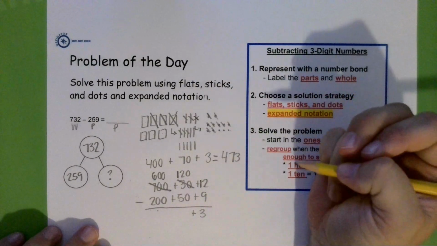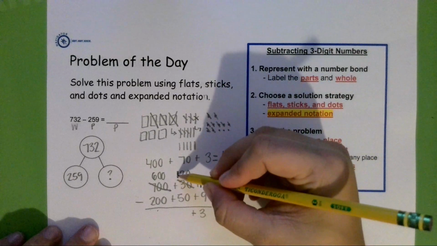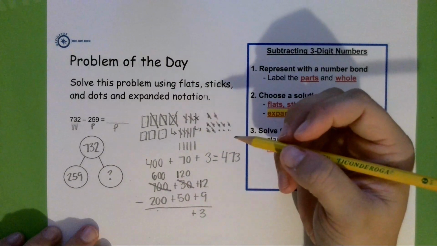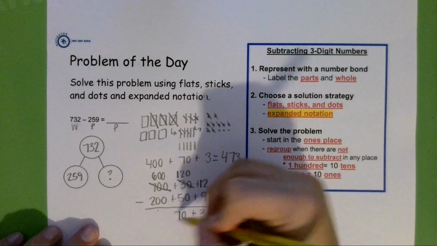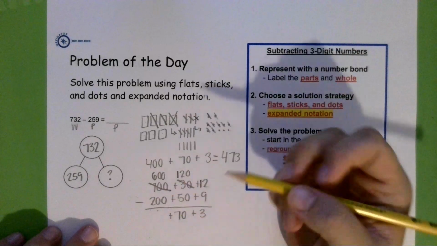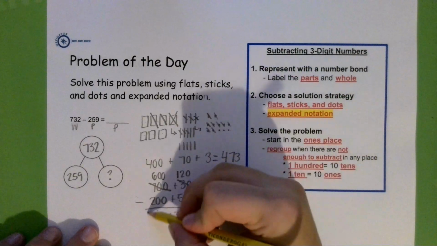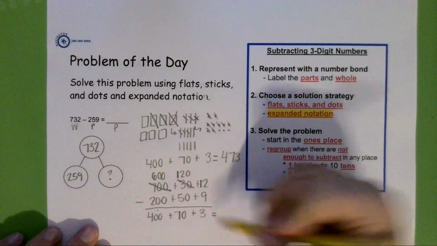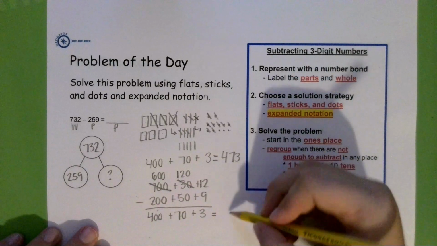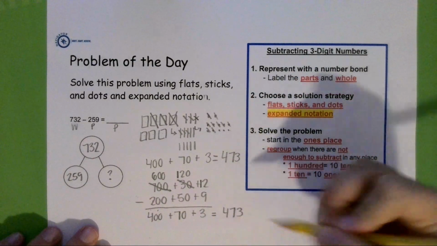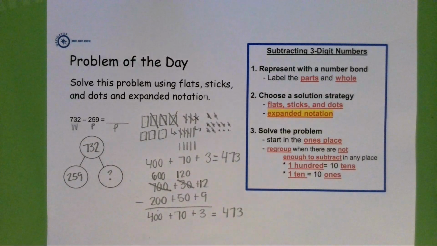Now let's subtract our tens. 120 minus 50 is, right, 70. And 600 minus 200 is, good, 400. So what's our missing part? Yep, 473. Nice work solving using both strategies.